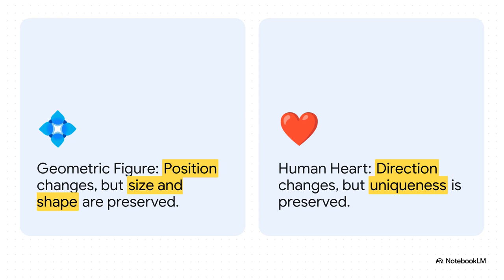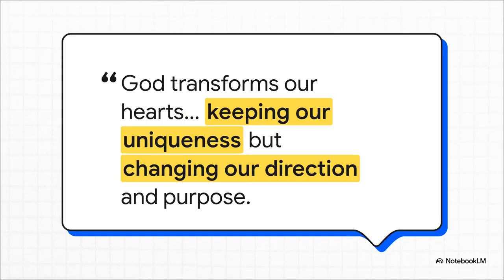And this slide just lays out the core analogy perfectly. You see on the left, you've got our geometric figure. Its position changes, but its fundamental shape is preserved. And then on the right, the worksheet draws this amazing parallel to the human heart. Its direction in life can change, but its uniqueness, who you are at your core, is preserved. And here it is, the big idea straight from the source. This is the sentence that ties it all together. God transforms our hearts in a similar way, keeping our uniqueness but changing our direction and purpose. That's the central claim, connecting a math concept to a spiritual one.